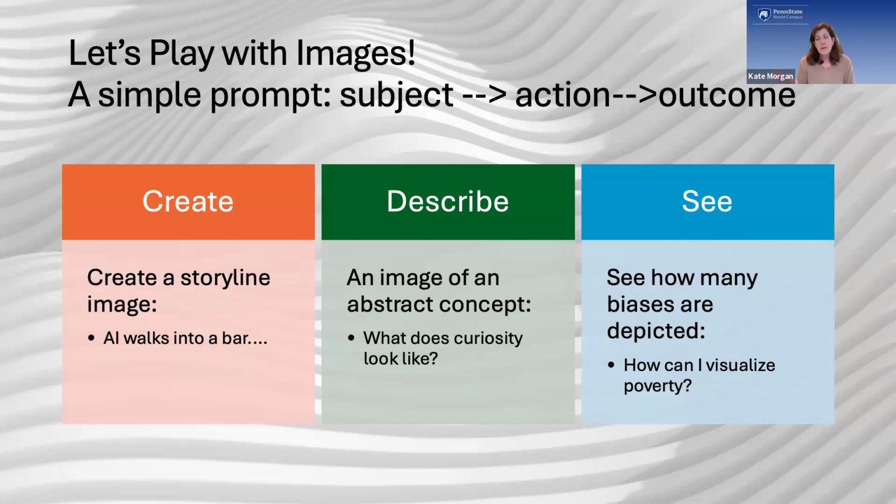Or one of the things I like to do, and I mentioned before, is use an image to illustrate an abstract concept. What does curiosity look like? And then look at it, analyze it, try to decide if there are biases and things like that. How can I visualize poverty? These are all just great ways to start playing with AI, getting your students to play with AI, learning about it really.